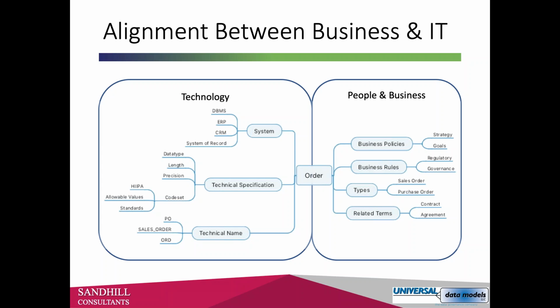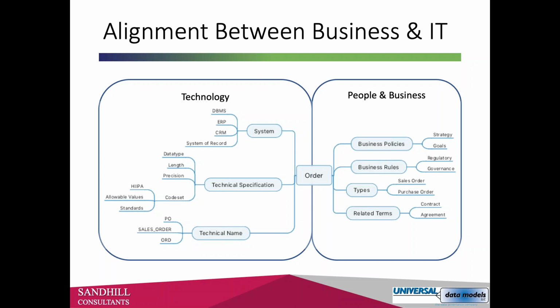Now, if we look to the other side, and we start looking at people in business, they look at an order in a completely different context. They're looking at it in terms of what are the business policies that surround this? What are the strategies, the goals, things like that. Business rules will tell you, what are your usage rules? What are the regulations that govern this thing? What are the actual data governance processes that we might have to go through and rules?